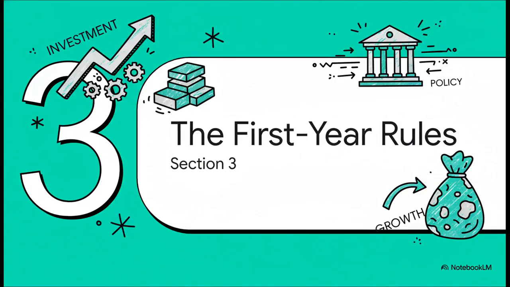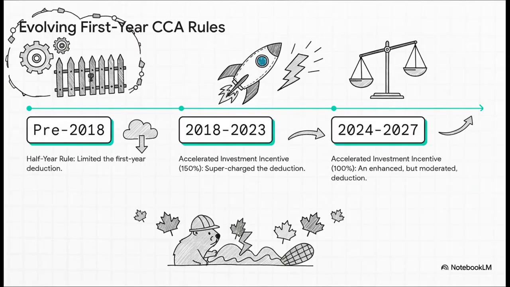Now, this is where things get really dynamic. The rules for the very first year you acquire an asset haven't been consistent. In fact, the government has actively changed them over the years, using them as a tool to either slow down or speed up business investment. If you look at this timeline, you can see a clear policy story unfolding. For many years, we had what was called the half-year rule, which actually reduced your CCA claim in the first year. But then in late 2018, everything changed with the introduction of the Accelerated Investment Incentive, which dramatically increased the first-year claim. It started at 150% enhancement and is now settled into a 100% enhancement.